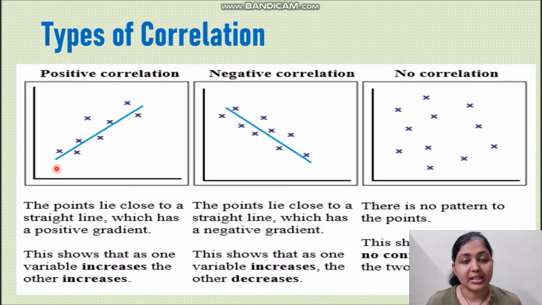Now here you can see these points. These points are very close to the line. These points tell us how much the two variables are related to each other. These are the types of correlation: positive, negative and no correlation. But to find out how much they are related to each other, how strong their relationship is, we have the degrees of correlation. Let us check that in our next slide.